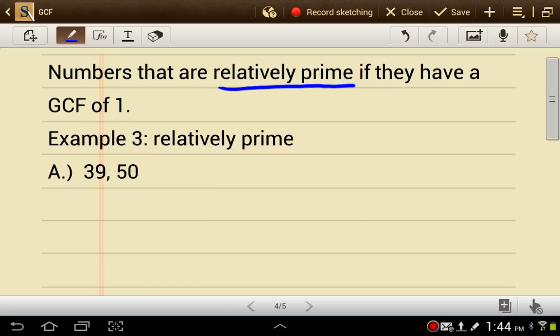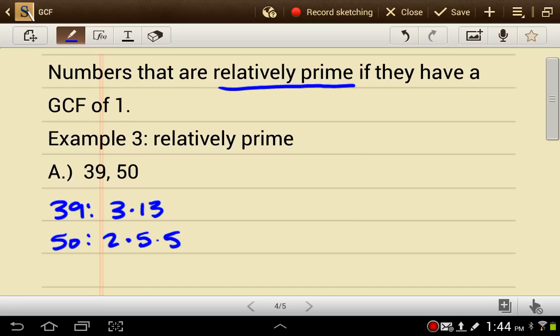Now with prime factorization, you have to be careful because the 1s are not listed. You always have to know 1 goes into every number, so 1 is always a common factor. We're working with whole numbers, so that will always be a common factor. So for this one, I'm just going to do the same thing, my prime factorization. So for 39, I write down what I have, 3 times 13. For 50, I'm going to write 2 times 5 times 5.